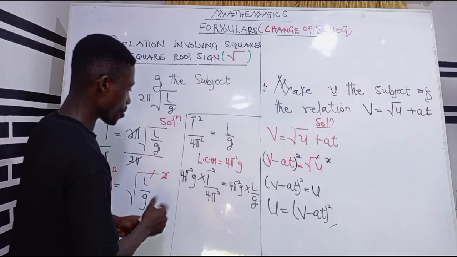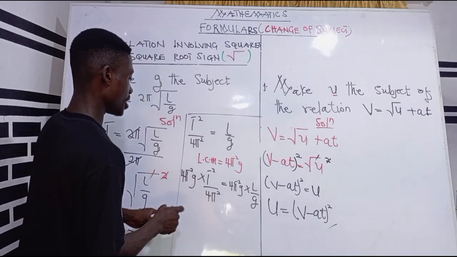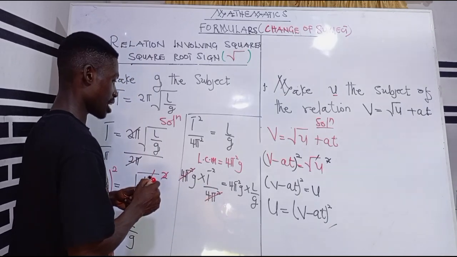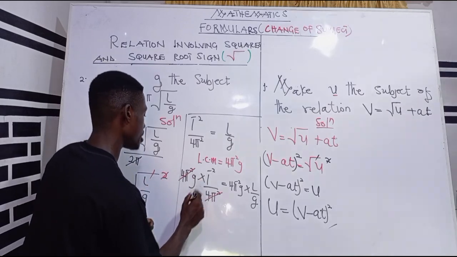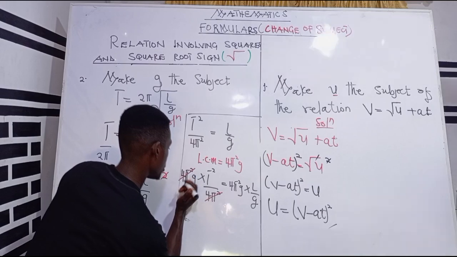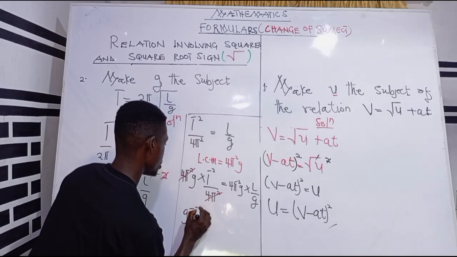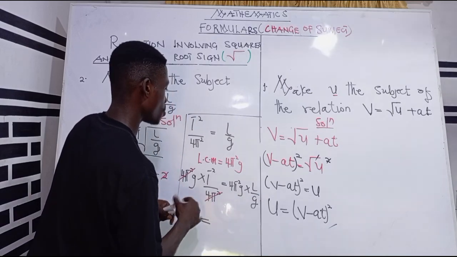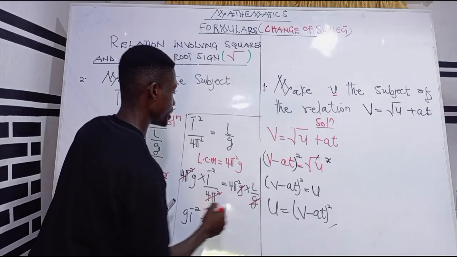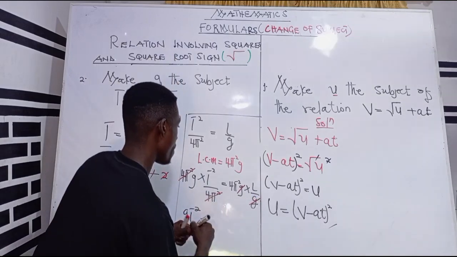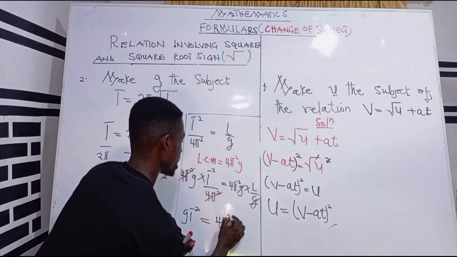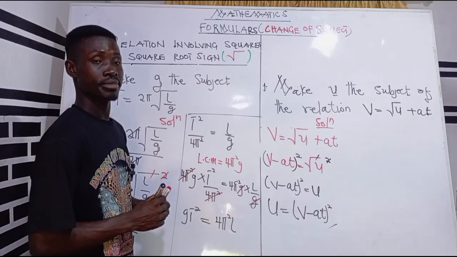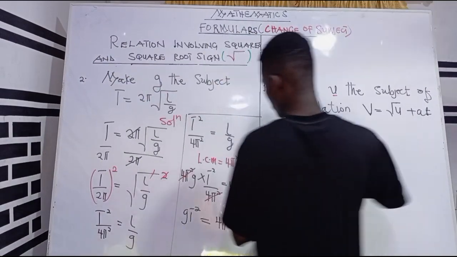Good. Now I realize that we have 4 pi squared here, 4 pi squared here. So 4 pi squared will cancel 4 pi squared. Now we are left with G times t squared, which gives you gt squared, is equal to G is here. So G and G will go. So this G will cancel this G. We are left with 4 pi squared times L, which will give you 4 pi squared L. Now we are not yet done.